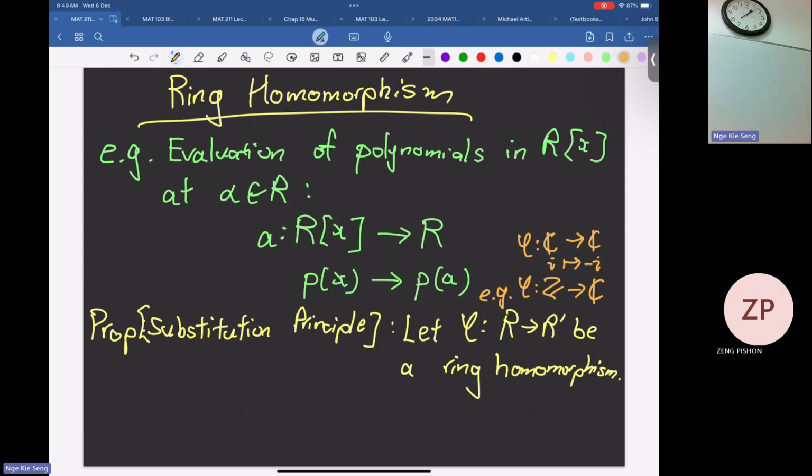Talk about this conjugation here. So we can use conjugation to turn my scalar field, okay, not scalar, just ring. So these are examples of this ring homomorphism here.